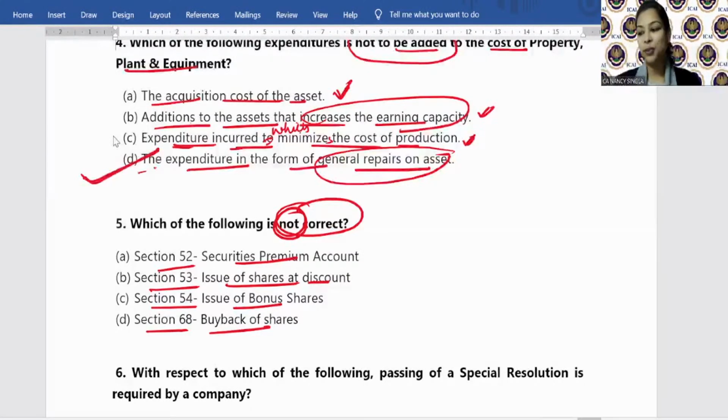The 5th question is so simple and I have received 3 different answers for this question. See, section 52 is for securities premium account, which is correct. 53 is for issue of shares at discount, which is also correct. 68 is for buyback of shares, which is also correct. But 54 is for what? Sweat equity shares. Hana? So why are you getting confused?